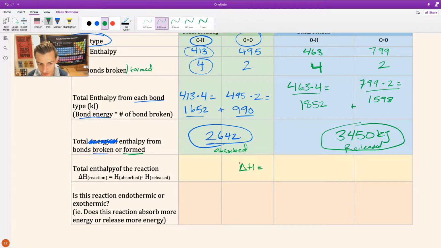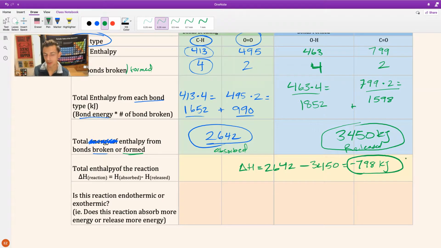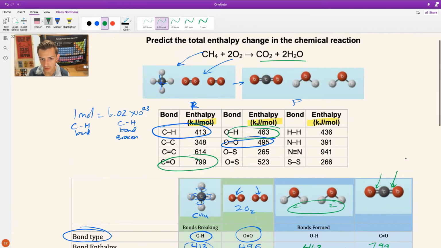The delta H of the reaction is going to be the amount absorbed, 2642. It does matter the order that you put these in, so make sure you don't mix those up. 2642 and 3450. I'll go ahead and calculate that, and the answer is negative 798 kilojoules. Okay, so there is a release overall as one of these reactions goes, at least a mole of those reactions.